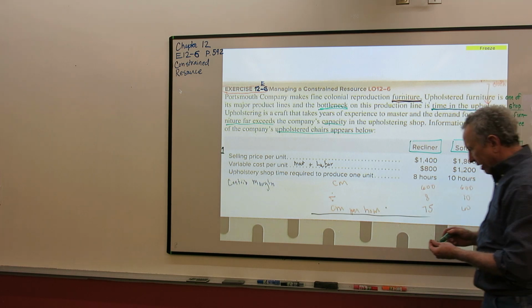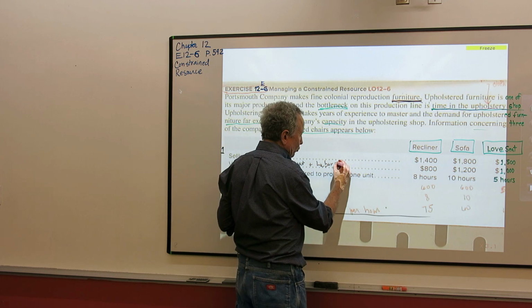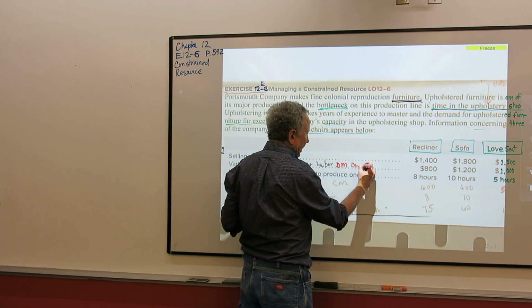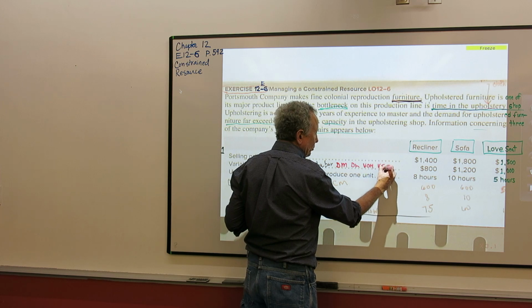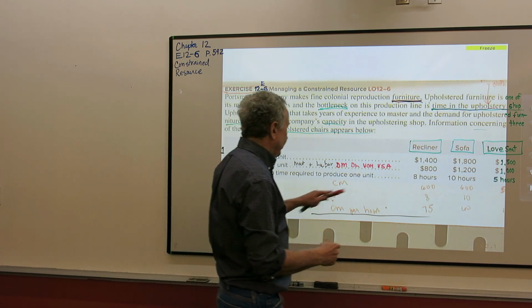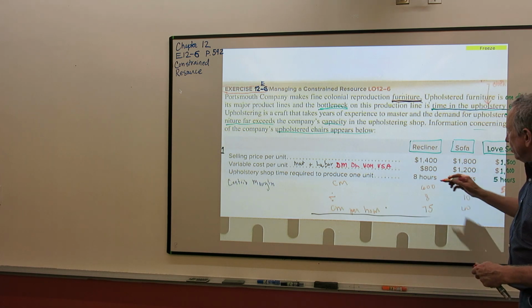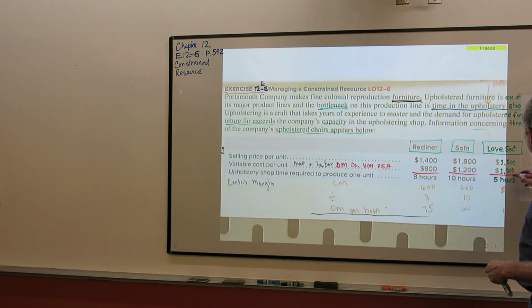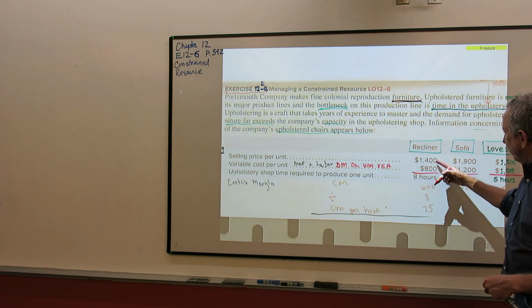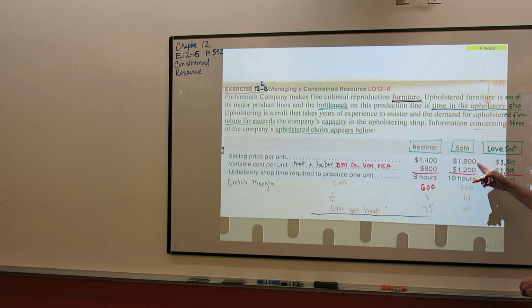The cost per unit, now remember what they mean by that. Cost per unit, this is again variable. It has direct materials in it, it has direct labor, it has variable overhead, and it has variable selling and administrative expense. This gives you, again, the contribution margin. It has all the costs in it except fixed. Let's just go ahead and give it a contribution margin. On the recliner, we're making $600 in contribution margin. On the sofa, $600 also. On the love seat, we're making $500.